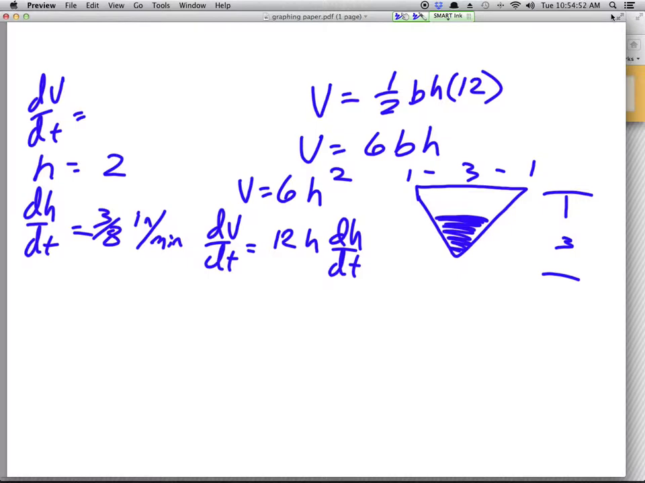So I get to use the same equation because we're still using volume. So I just need to plug in my new information. So dV/dt is what we're looking for. My height is 2. And what is dh/dt? 3/8. But what's the problem with 3/8? That's in inches instead of feet.